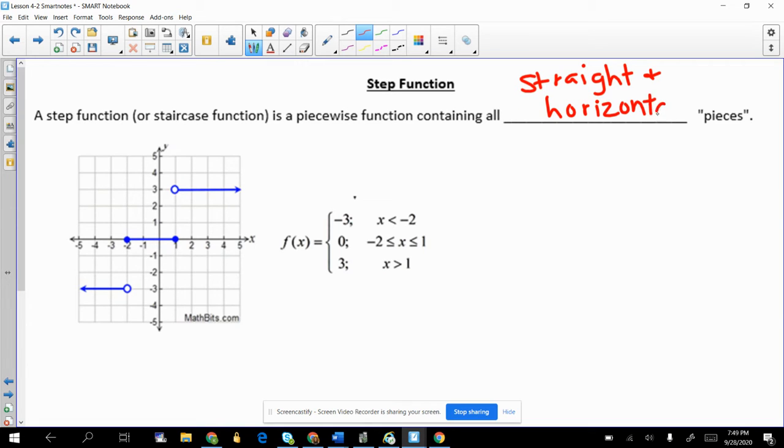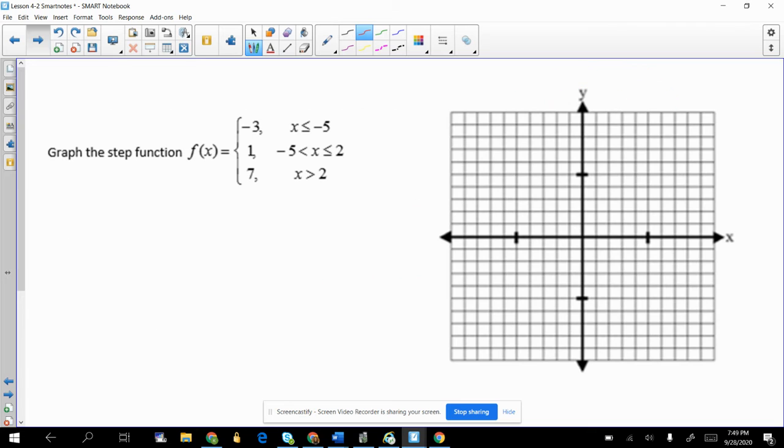As you can see in this example here, it does look like a step function, or its other name, a staircase function. It looks like steps. And it is a piecewise function if you look over here, because notice it does have these domain restraints, and then it also has what you're supposed to actually be graphing. So it's set up just like a piecewise function. Okay, so there we go. Let's go ahead and try one.